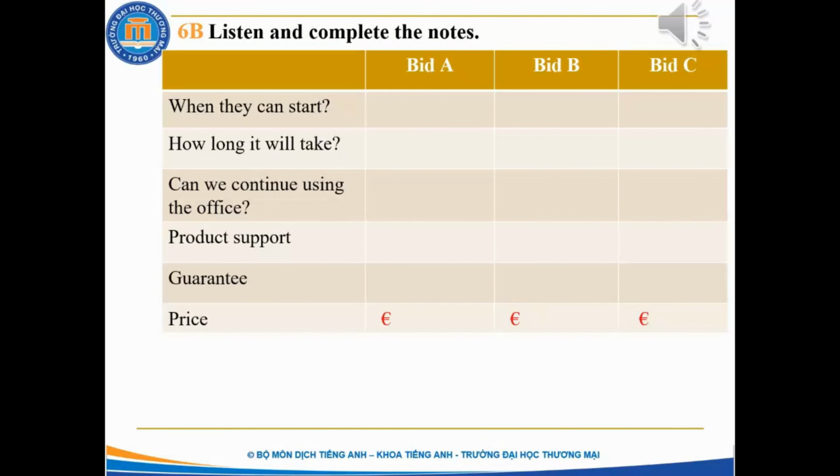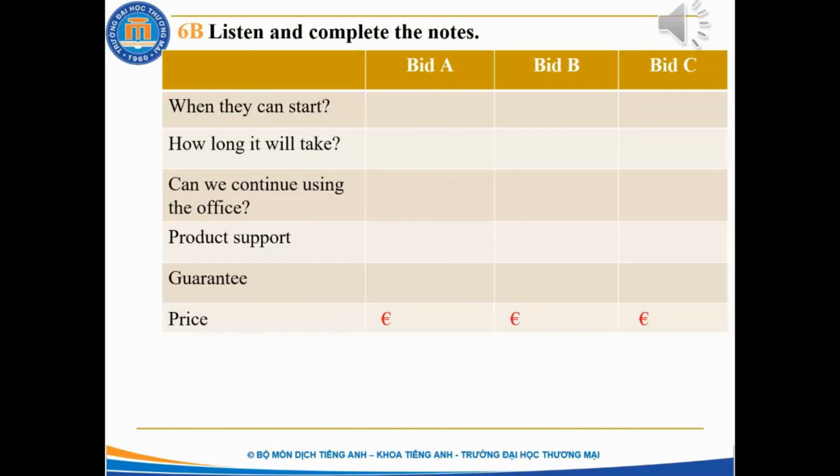Unit 3, Recording 3. Bid A. We can start the installation 2 weeks from now, on February 20th. It will take our 2 technicians 5 days, but you can continue working in the office the whole time, so it's convenient. Our price doesn't include product support. We can provide a separate bid for that, but we do guarantee the hardware and the installation for 3 years. We can do the job for €13,000.